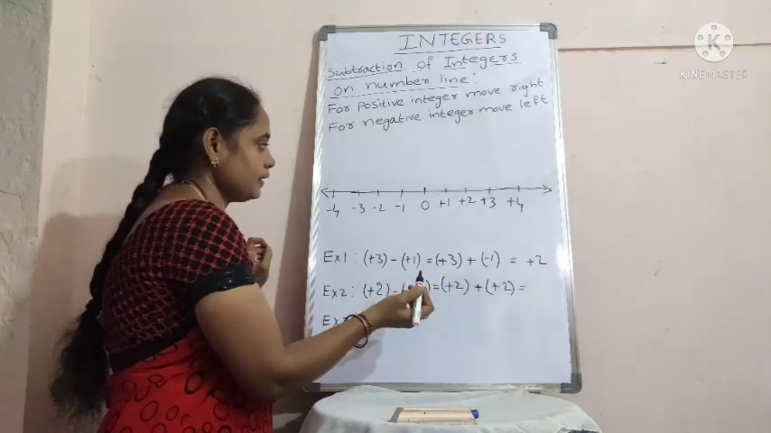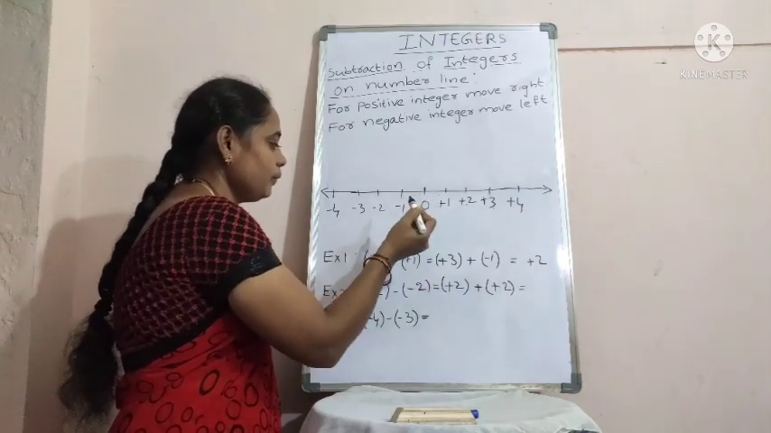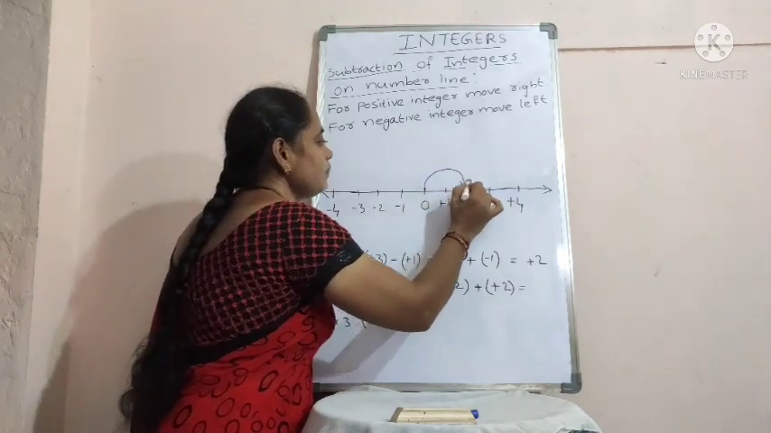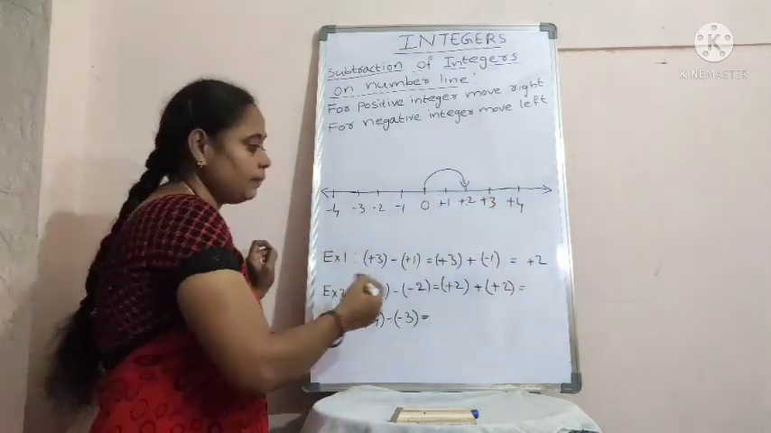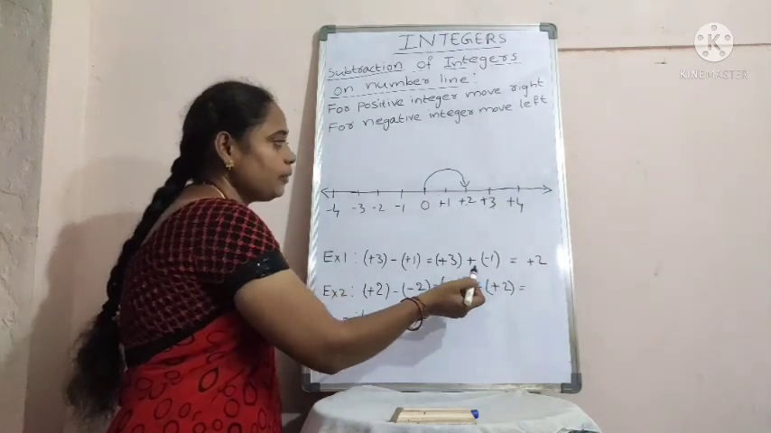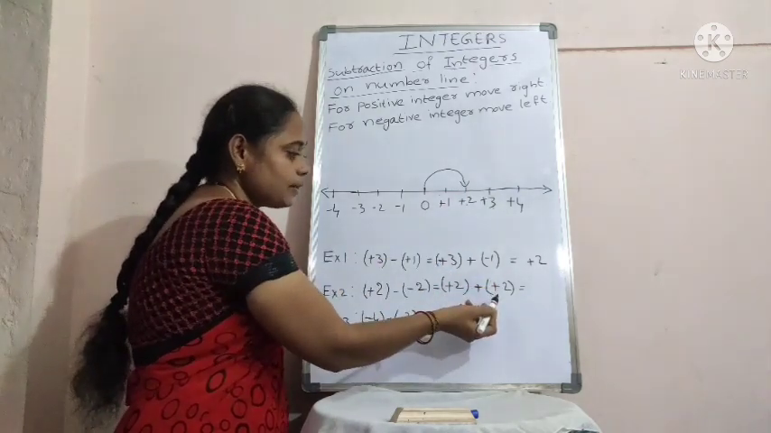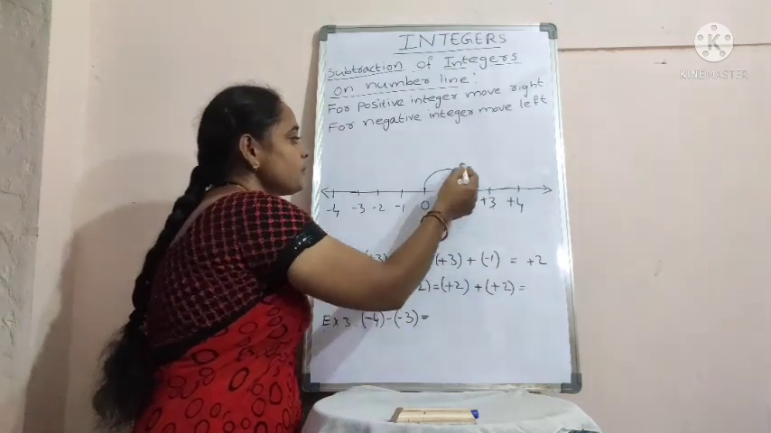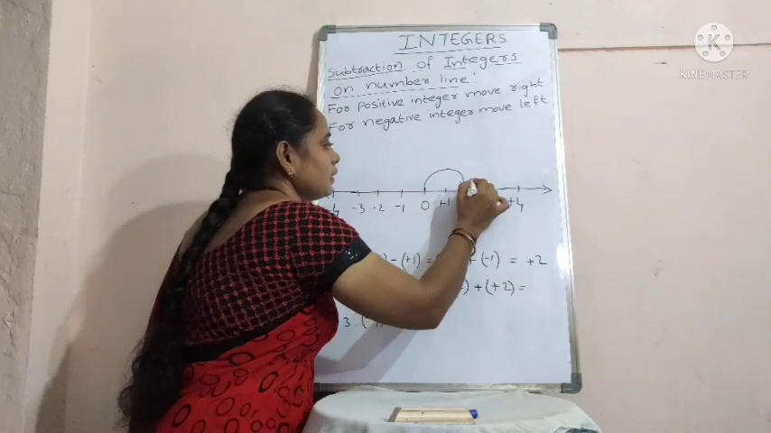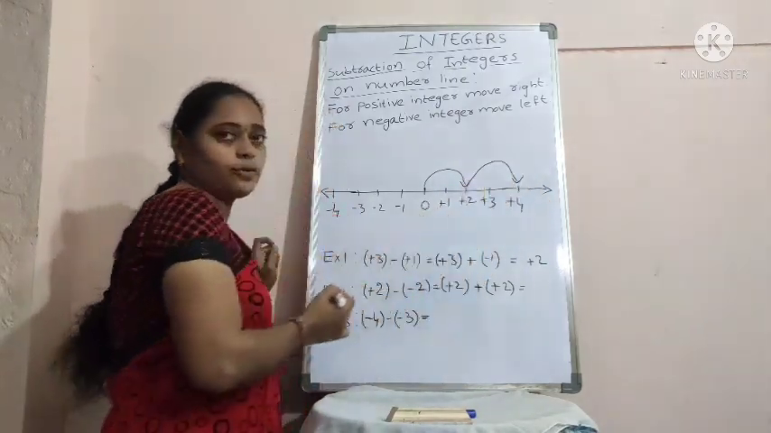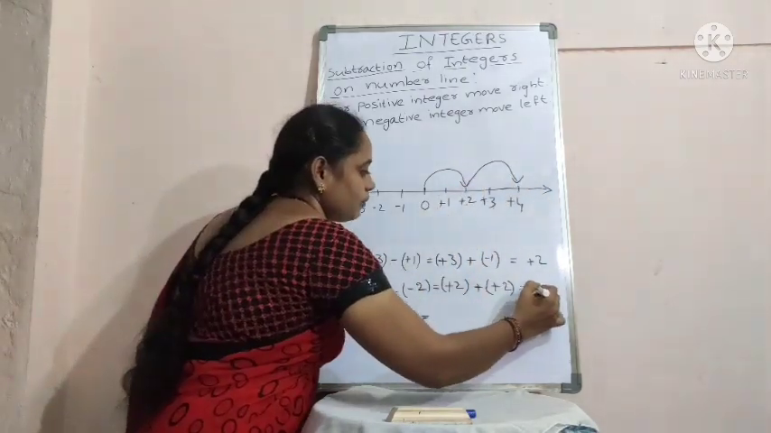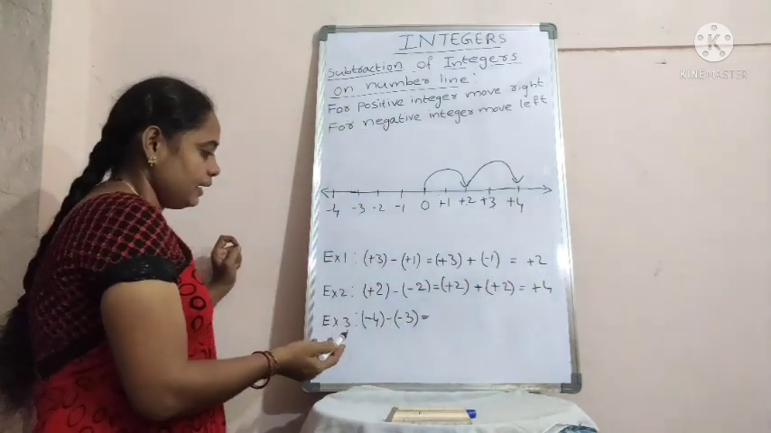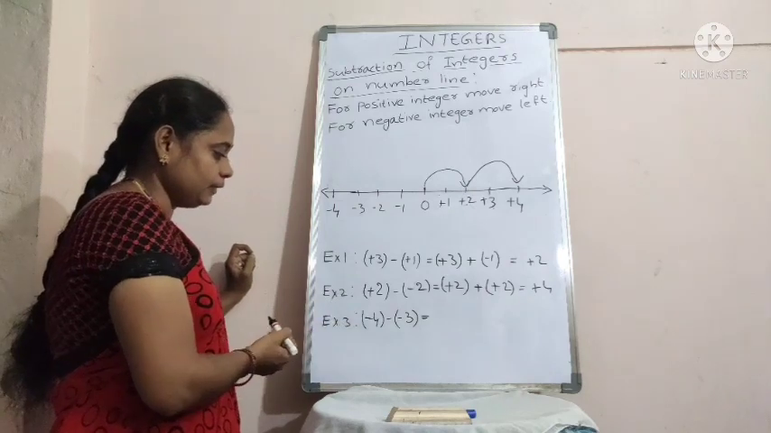Here positive integer. From 0, we move 2 steps to the right of 0. We reach plus 2. Here positive integer. So again we move right. How many steps we move? 2 steps. From plus 2, we move 2 steps right. We reach plus 4. So what is the answer we get? Plus 4.